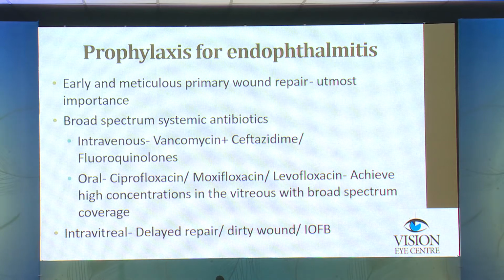So, as a prophylaxis following open globe injury, the importance of early and meticulous wound repair cannot be stressed more. Unlike the post-operative variety, in post-traumatic endophthalmitis, broad-spectrum systemic antibiotics do have a role, and intravitreal antibiotics can also be given as prophylaxis when there's a delayed repair, a dirty wound, or an intraocular foreign body is present. These are high-risk cases where one would prefer intravitreal antibiotics as well.